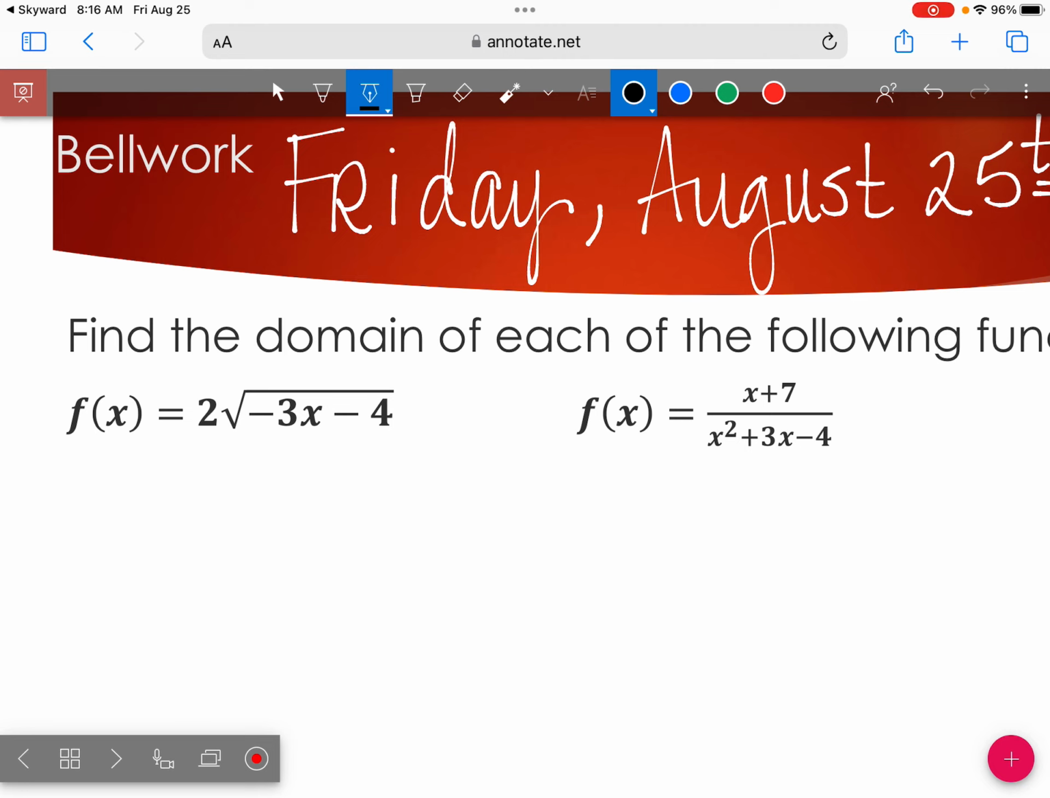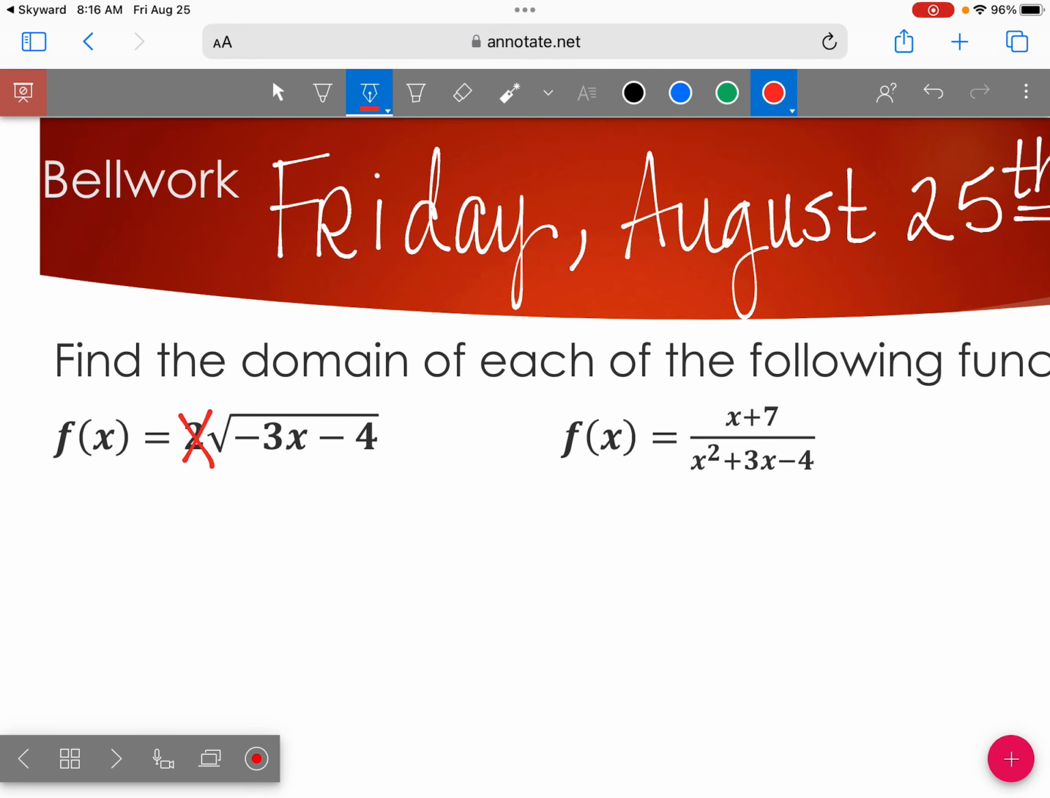So for the first one, you have a square root, which is a red light. We do not have a domain of all real numbers whenever you see a square root. So this 2 in front, we can actually disregard. That does not affect your domain. It's what's underneath the square root. This is what controls your domain.